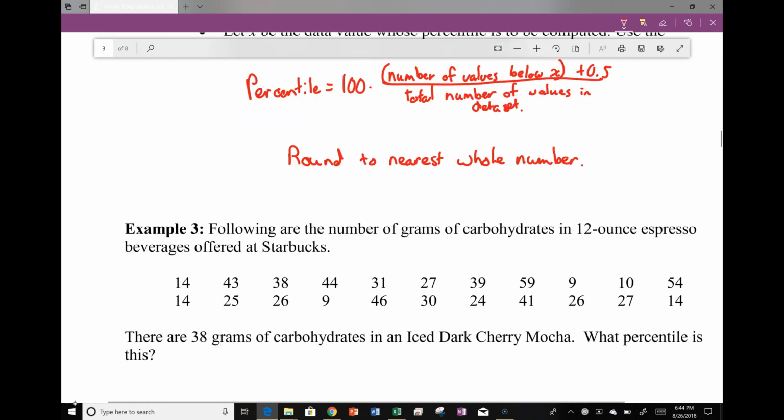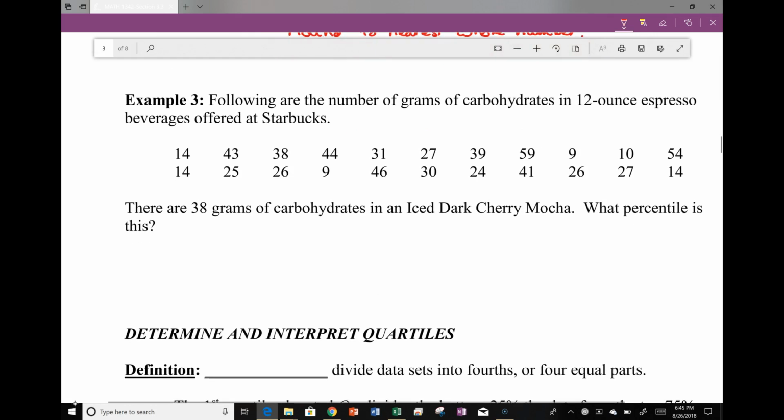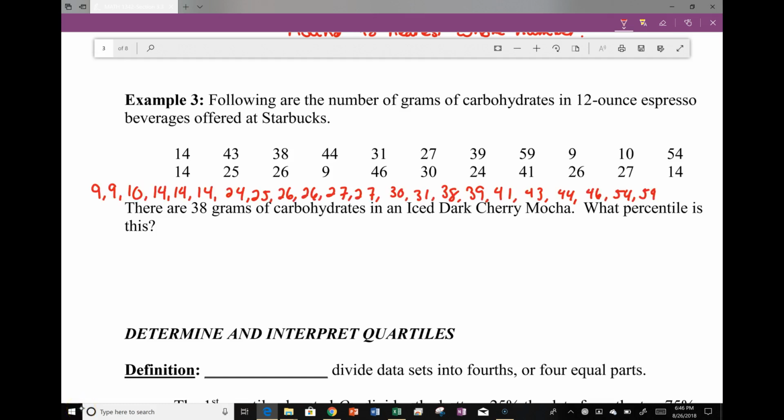So let's look at an example. We're going to stay with the same Starbucks drinks, and this time there are 38 grams of carbohydrates in an iced dark cherry mocha. What percentile is this? First thing again that we need to do is put these in order from the smallest to the largest. So here we have the data values in order, and I'm looking at the one with 38 grams. Right here is 38 grams.